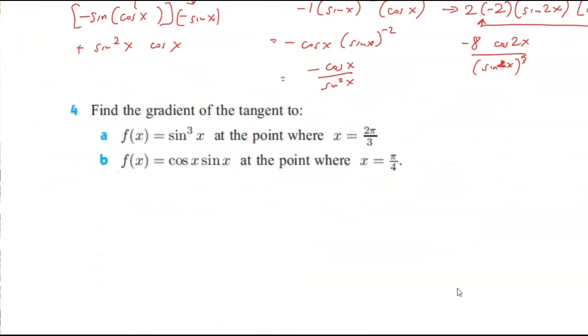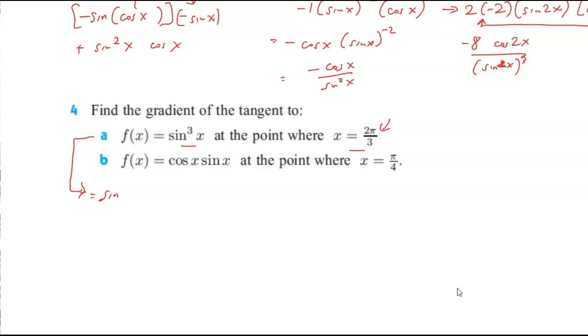Number 4, find the gradient of the tangent to sine cubed at a point where x equals 2 pi over 3. Oh, so they're asking us to substitute now. Okay. So basically all we're going to do is do what we've done this whole page. We're going to take the derivative of the function. After we finish taking the derivative of the function, then we're going to put in this x value and get a number, okay? All right, so what is the derivative of sine cubed x?